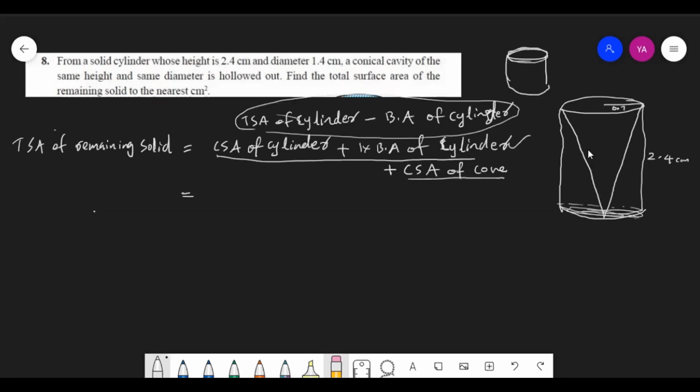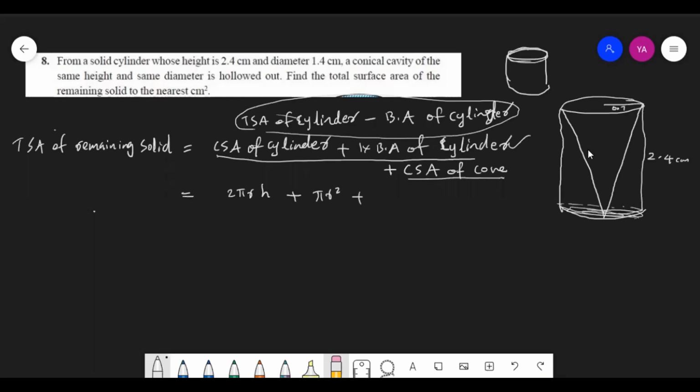Then the curved surface area of the cylinder, what will come? 2 pi RH. Then the base area of the cylinder: pi R square. Then the curved surface area of the cone.